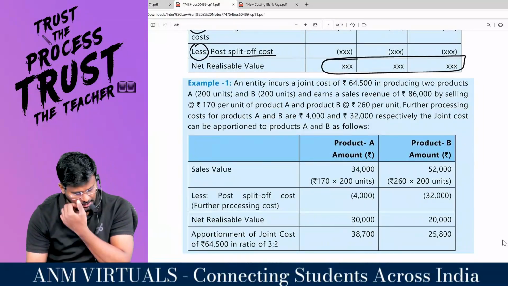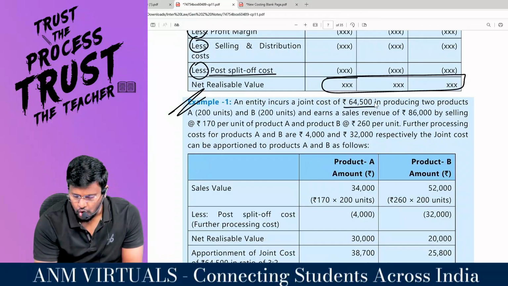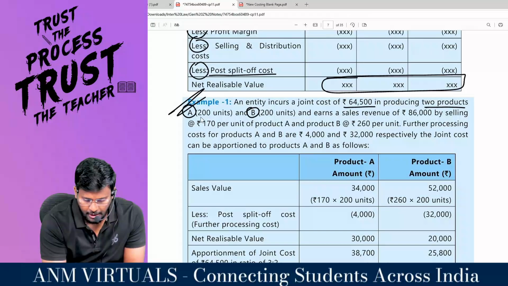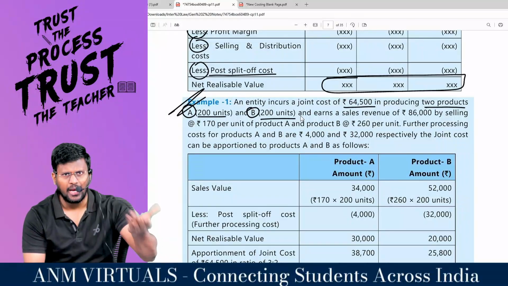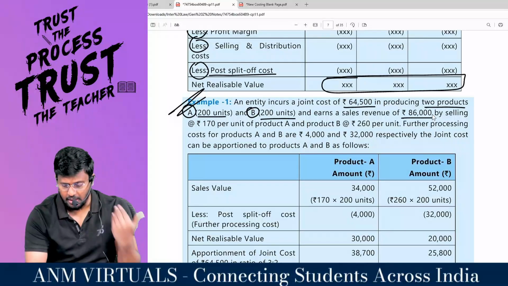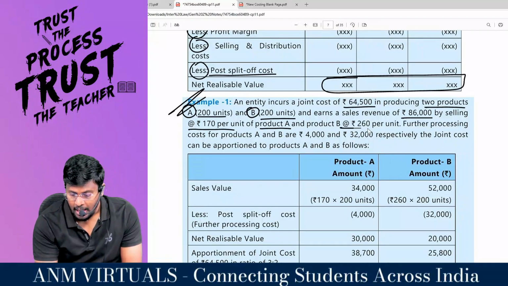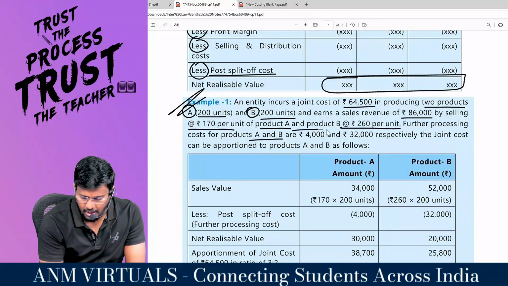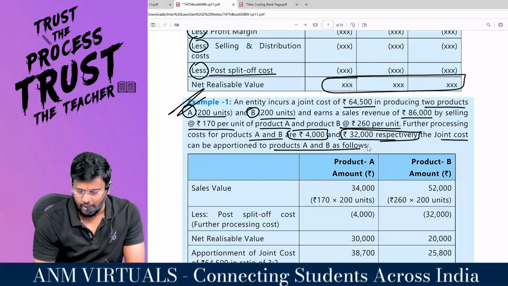This is what they are saying. I will do one example for your quick understanding. An entity incurs a joint cost of 64,500 in producing 2 products A and B, 200 units and 200 units. Since the number of units is the same, you can apportion the joint cost 1:1. It earns a sales revenue of 86,000 by selling at 170 per unit of product A and 260 per unit of product B. Further processing costs for A and B are 4,000 and 32,000 respectively. The joint cost can be apportioned to product A and B as follows.